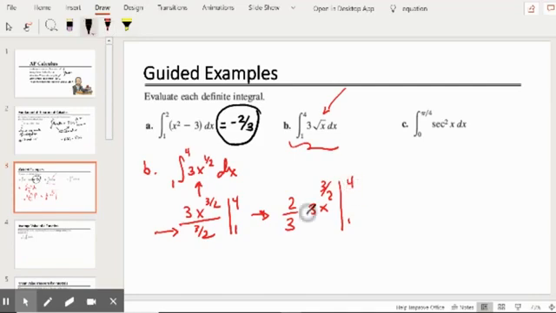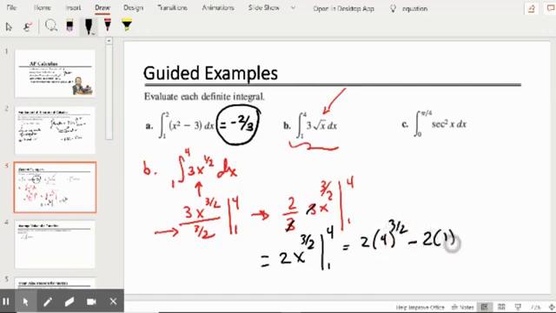We see that the 3's are going to cancel, and we now have 2x to the 3/2 from 1 to 4. When we apply the fundamental theorem of calculus, it's 2 times 4 to the 3/2 minus 2 times 1 to the 3/2. 3/2 exponent means the bottom is the root, so that means we're going to take the square root and then we're going to cube it. So the square root of 4 is 2. When you cube it, you get 8. So you have 2 times 8 minus 1 to any power is 1. That gives us 16 minus 2. We get 14 for our answer here.